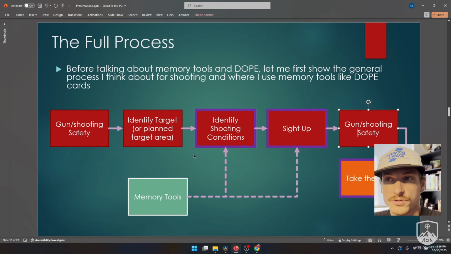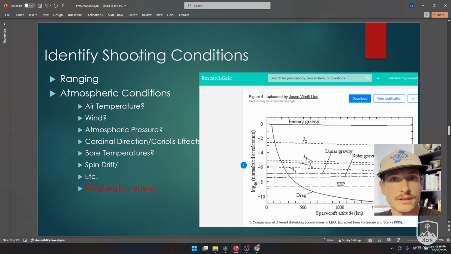So I use memory tools for these two items here, identify your shooting conditions and sighting up. And let's talk about that. When you're ranging, you can simply use a rangefinder, or you can use the BDC ranging measurements inside the reticle to determine the range of your target. I'll discuss how that works for my specific reticle in a minute.